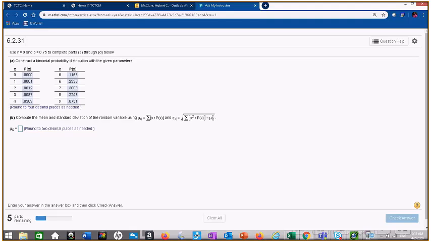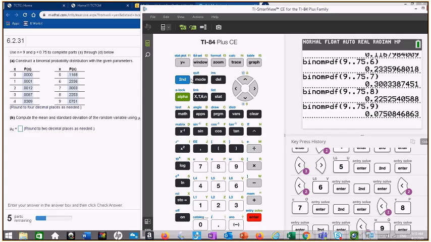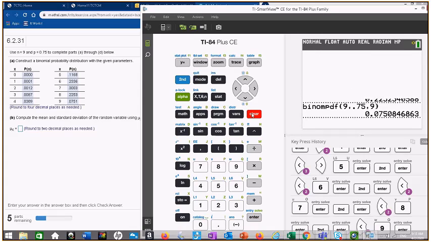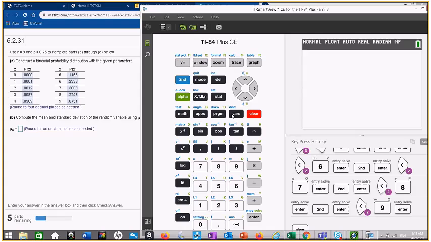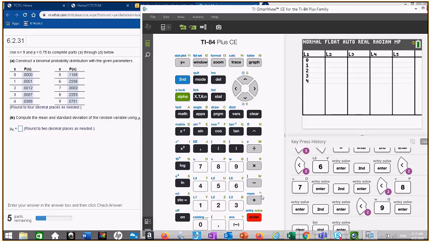I can do it right quick in the spreadsheet, but let me see if I can do it with the calculator, and that's the finished class. Clear. Stat. Edit. Okay, we got 5, so we got to go to 9.